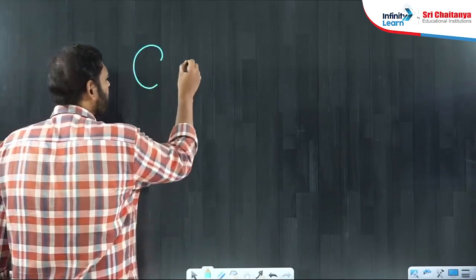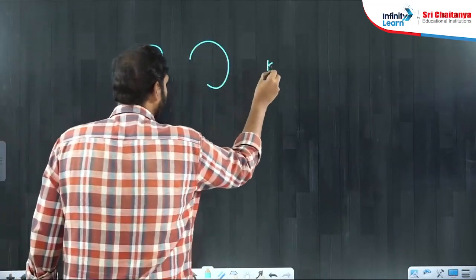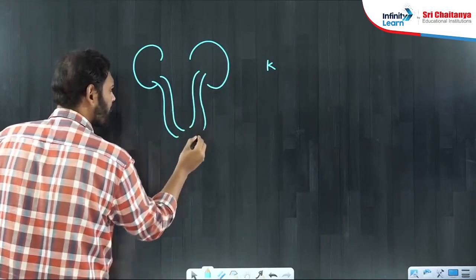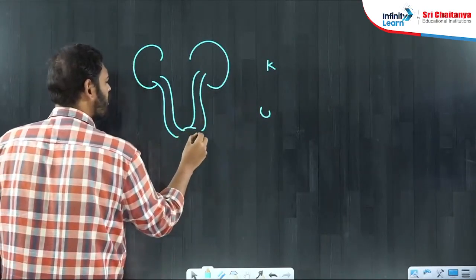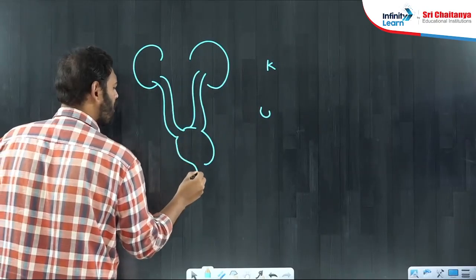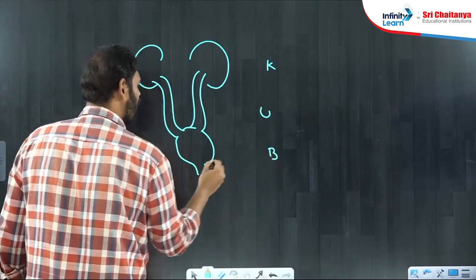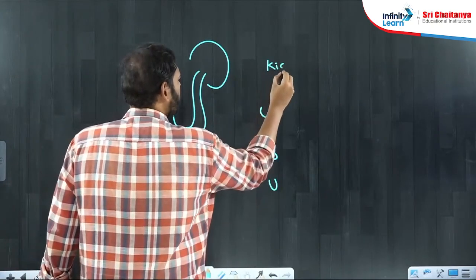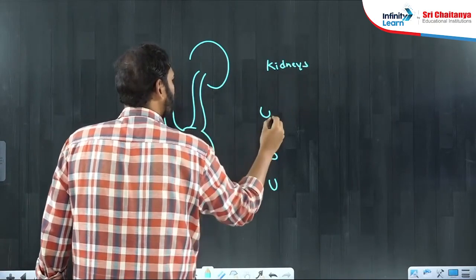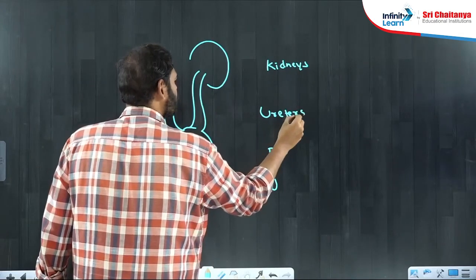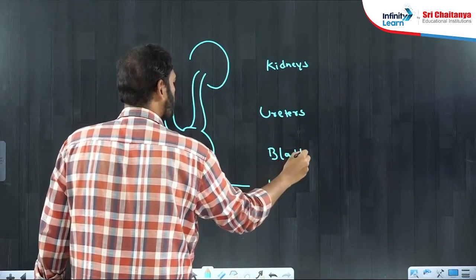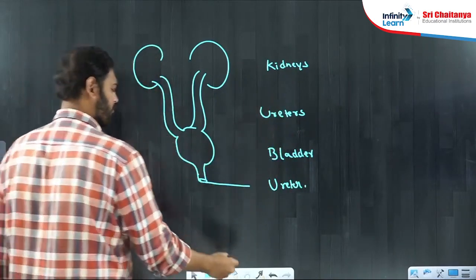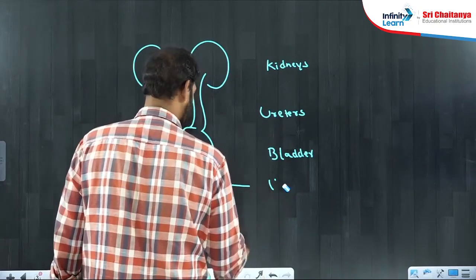A pair of kidneys, a pair of ureters, a single urinary bladder, and a single opening, that is the urethra. A pair of kidneys, a pair of ureters, a single urinary bladder, an elastic organ, the bladder, and urethra.